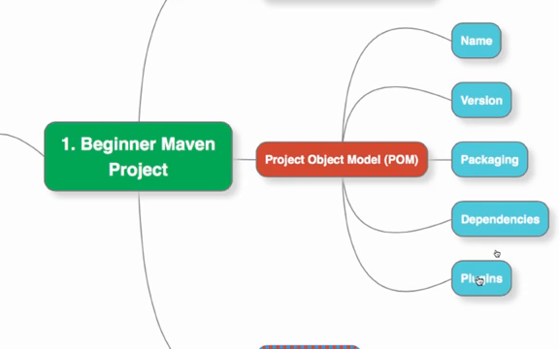A project object model defines what is the name of the current project, what is the version, what are the dependencies, what are we dependent on, and what are the plugins that we need to be able to run everything that we have in the project. Those are the important things that are defined as part of the project object model. Now that we have this theoretical background on the project object model, let's go back and look at the sample pom.xml we were looking at.